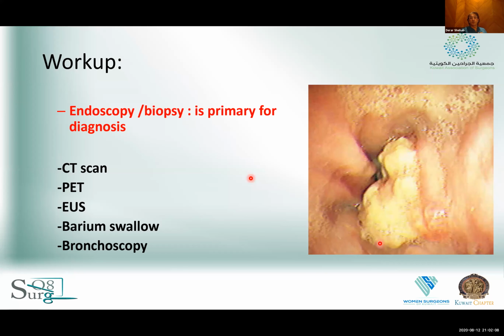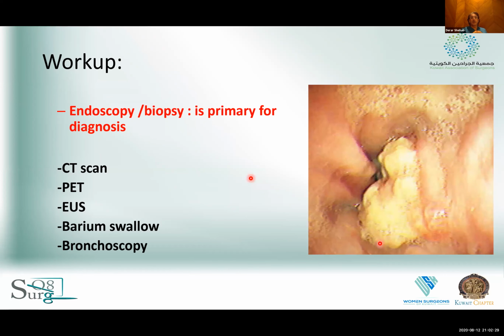In addition to this, CT scan, PET scan, EUS, barium swallow, bronchoscopy, those are all tools that we can use not only to diagnose, but also to stage the same patient. So diagnosis and staging, they go parallel with each other.